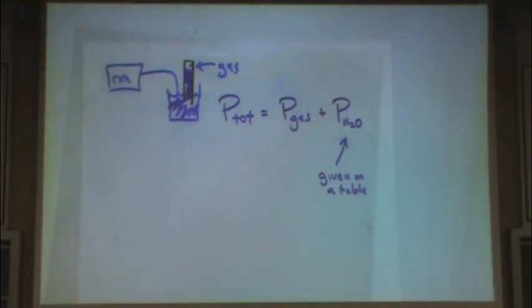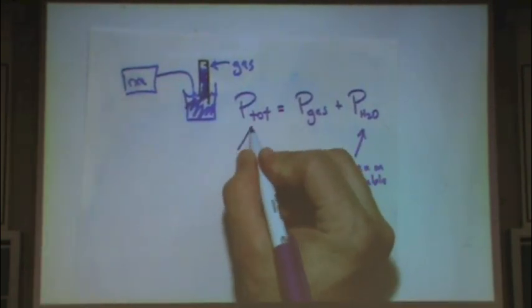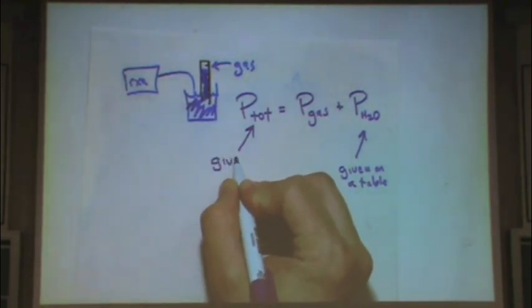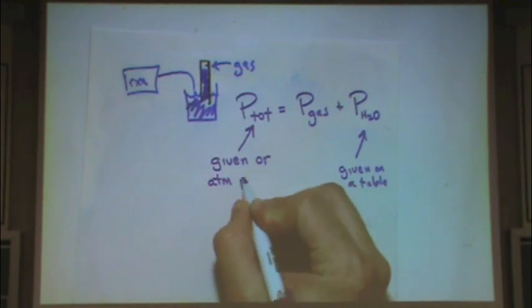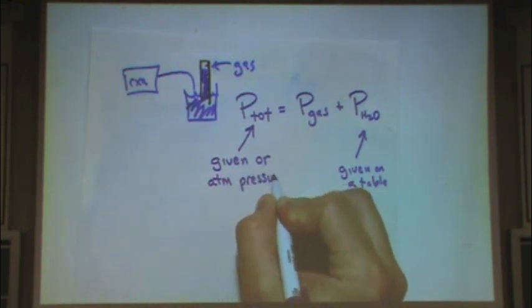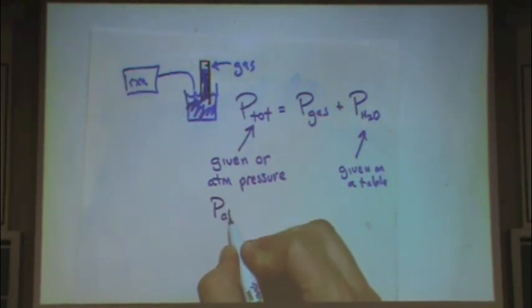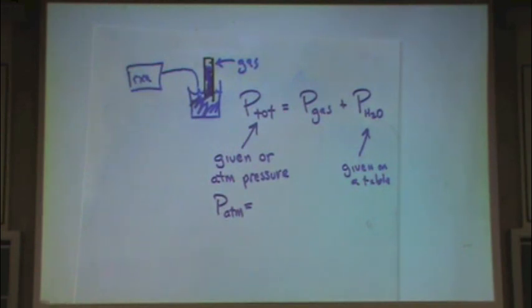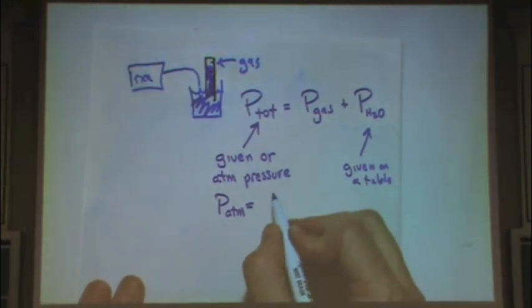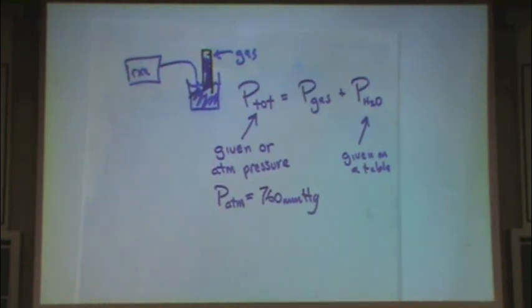Usually you're looking for the pressure of a gas, and this pressure here is either given or atmospheric pressure. If it's atmospheric pressure, P atmosphere or P bar in terms of millimeters of mercury, does anybody know what that number would be? 760 millimeters of mercury.